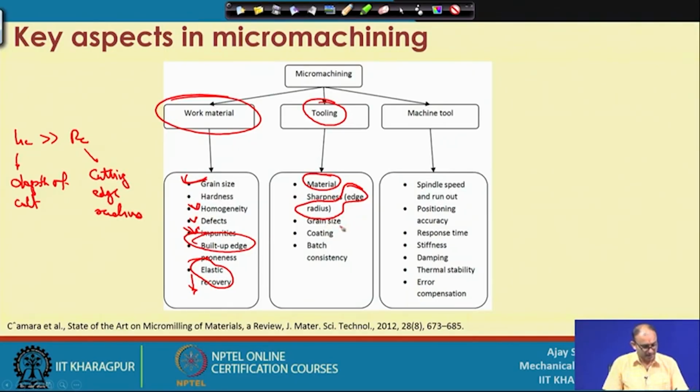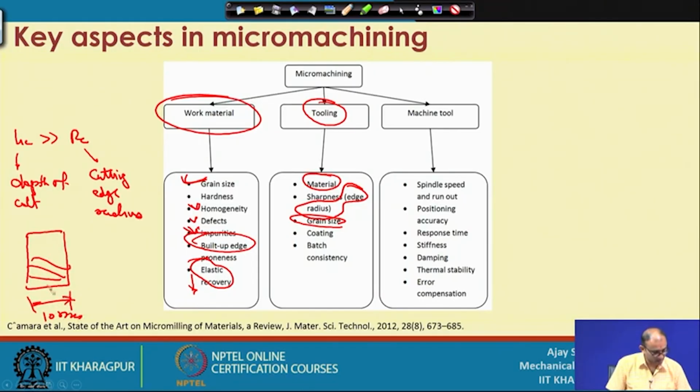Grain size of the tool is important, because we are using a very small tool. So, this is considered a very big tool in micro machining. It is considered as 10 mm, right. So, we are using a very coarse grain of this cutting tool material, tungsten carbide, let us consider.